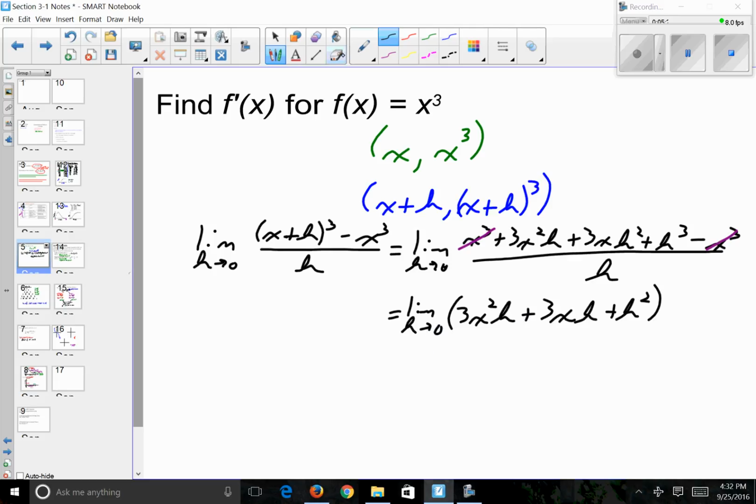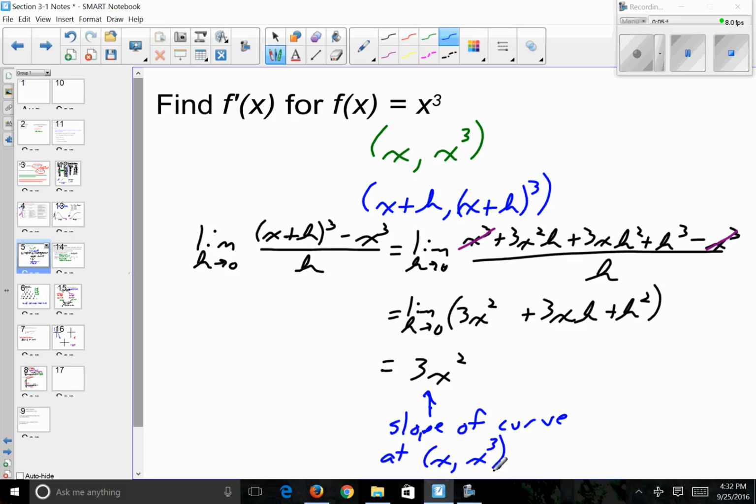Oh, I made a mistake there that hopefully you caught. That should only be 3x squared. The h is canceled. My apologies. But when I do my substitution, I just get 3x squared. And what this tells me is that this is the slope of the curve at some point x, x cubed.